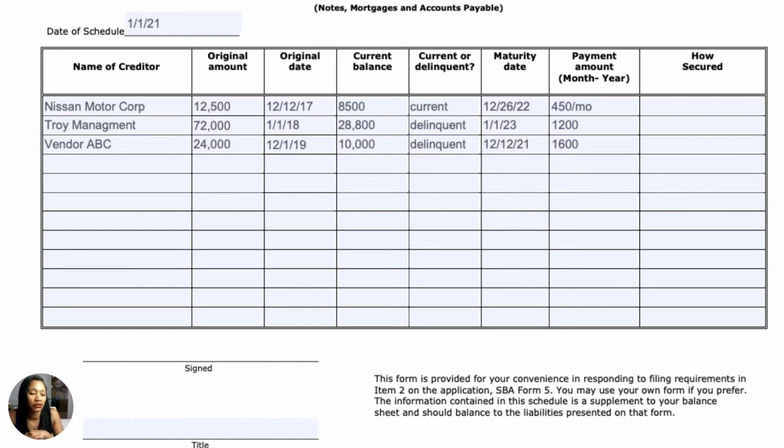So list all your creditors on this form, short and long-term. You want to list the original amount of the extended credit. When I sent mine in, I even put my credit cards on there. They said you can't pay full credit cards, but you still have a short-term liability. Even if you make minimum payments, you still have to make those payments on your business credit card notes. So put everything on there, then the original date, the current balance, whether it's current or delinquent, the maturity date, and payment amounts, monthly or yearly.